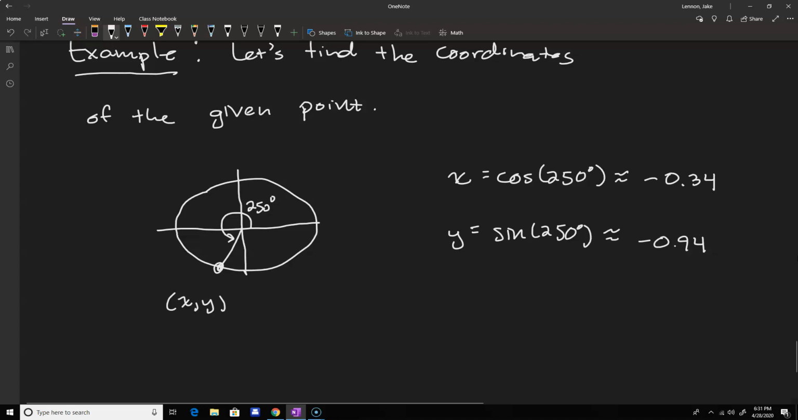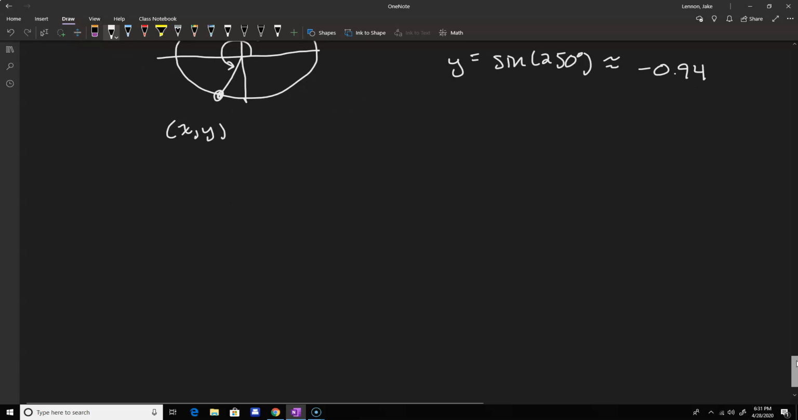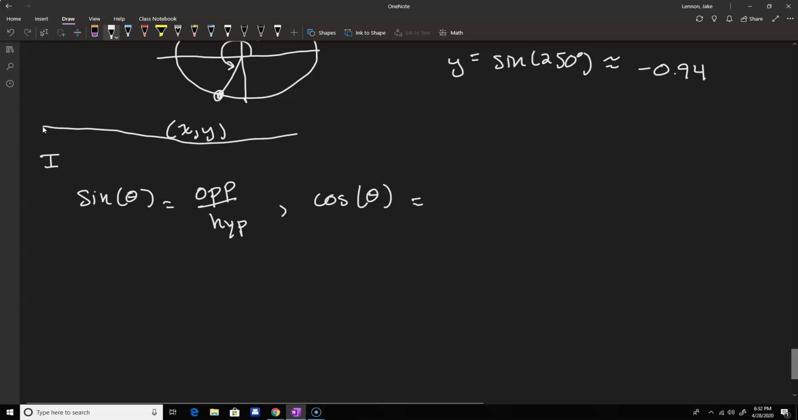Okay, so just a couple other things to say about our trig functions. So in general, for the right triangle, we said the sine was opposite over hypotenuse, cosine was the adjacent over the hypotenuse, and the tangent was the opposite over the adjacent. So this is the end of the example.